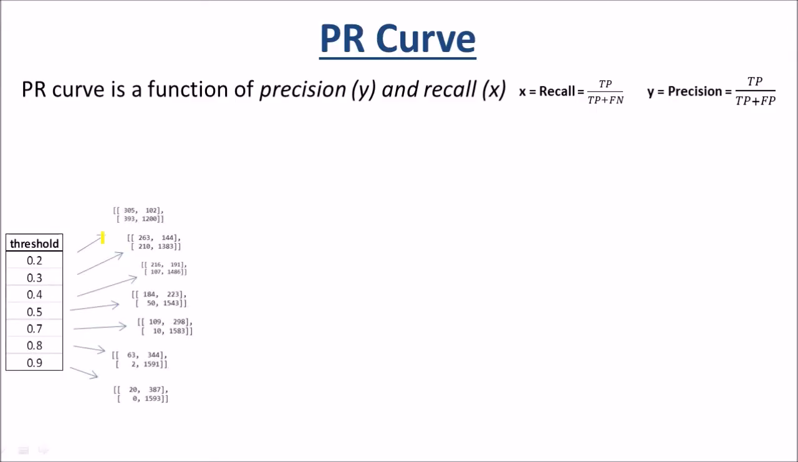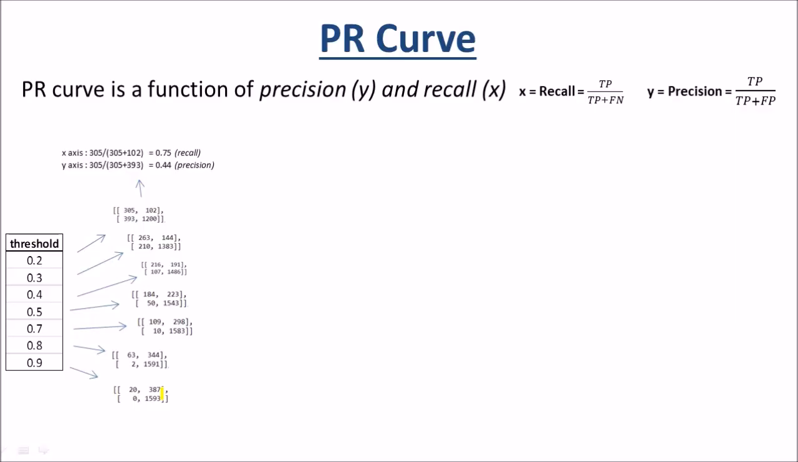Now here, for different threshold values for a particular classifier, we'll get different confusion matrices, and for each confusion matrix, I can calculate my precision and recall, right? So I'll do it for each and every confusion matrix here, and I'll get my precision recall curve.